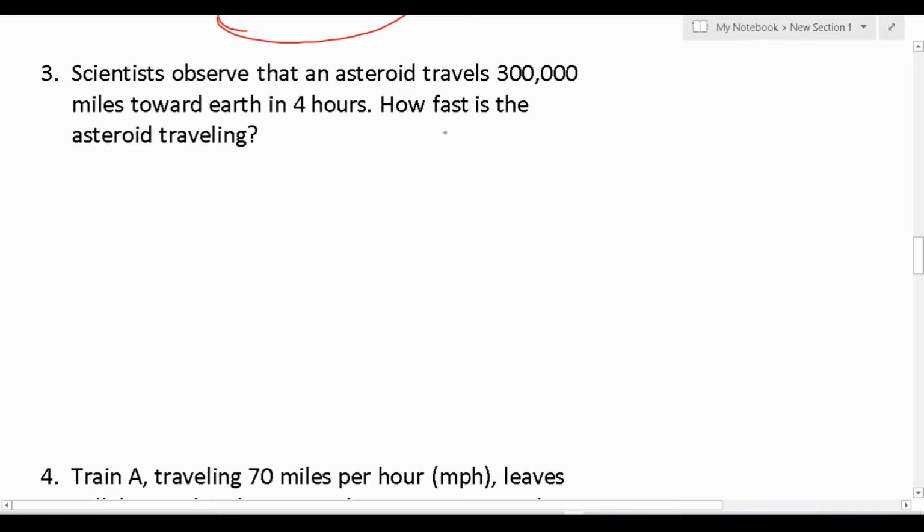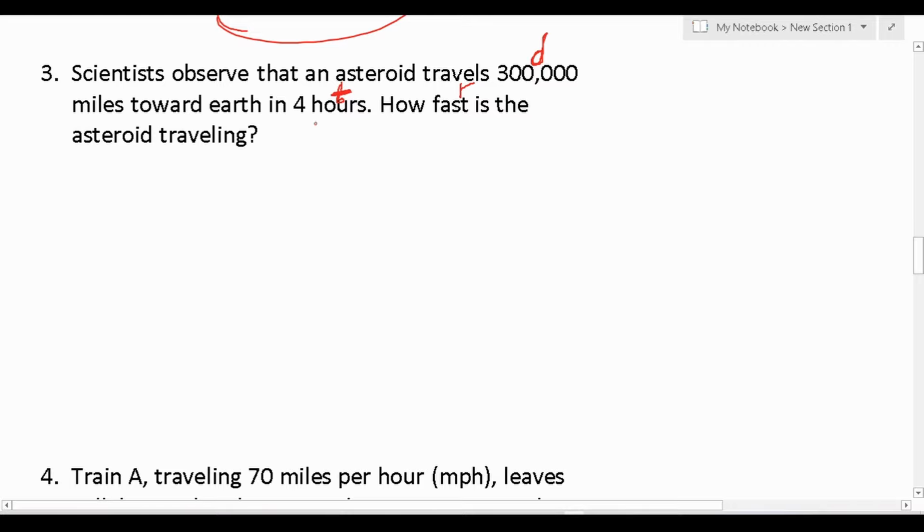We're told it travels 300,000 miles. So we know that's our distance. We know it travels that distance in 4 hours. So that's going to be our time. We want to know how fast it's traveling, so that's going to be our rate.